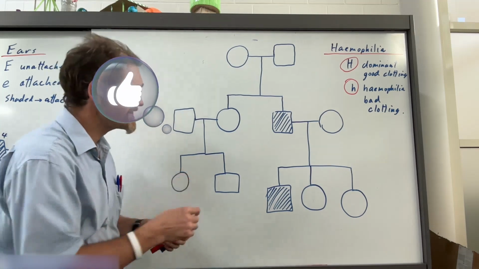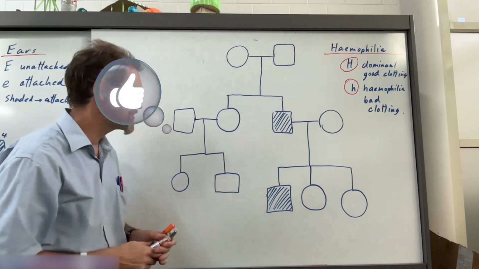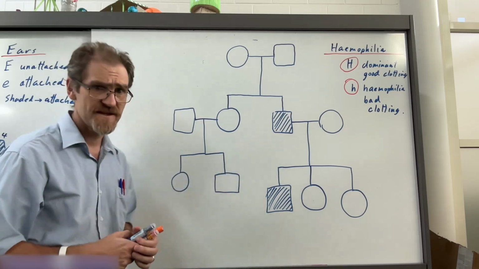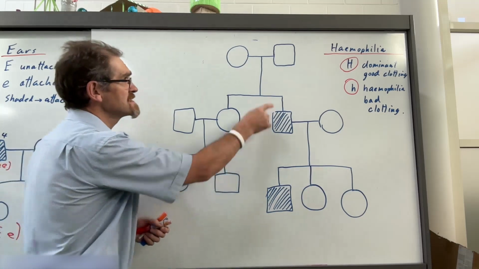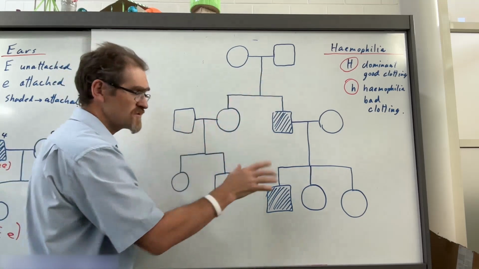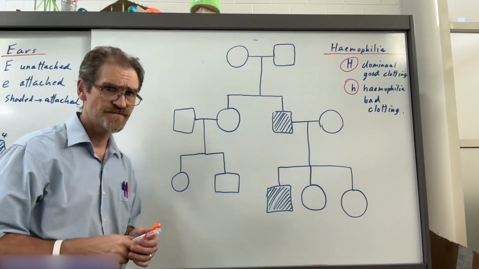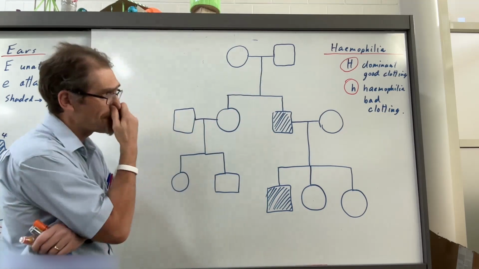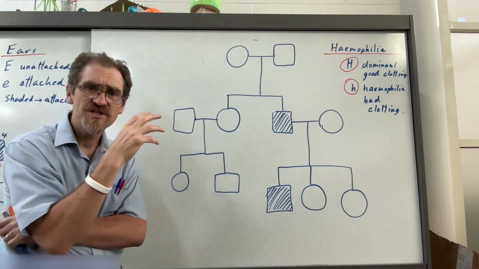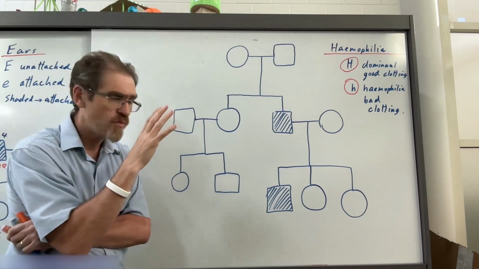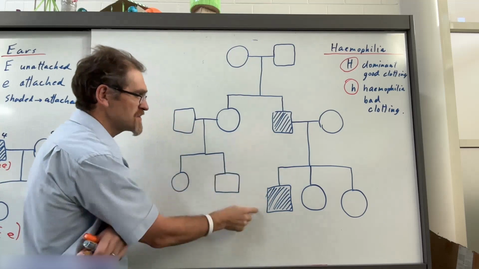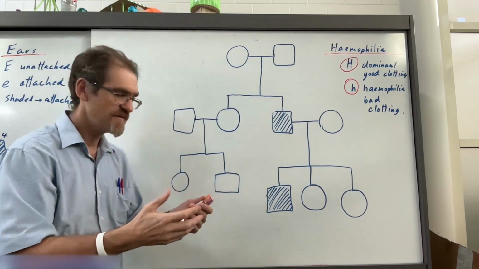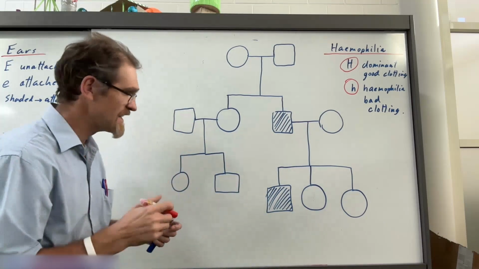I've decided to show that the shading indicates those individuals who have haemophilia in this particular case. We have squares for males. We have circles for females. Okay, so let's go for the genomes that we definitely know. We know the genomes of the two males who are demonstrating haemophilia. So what are theirs going to be? They're going to be like this.